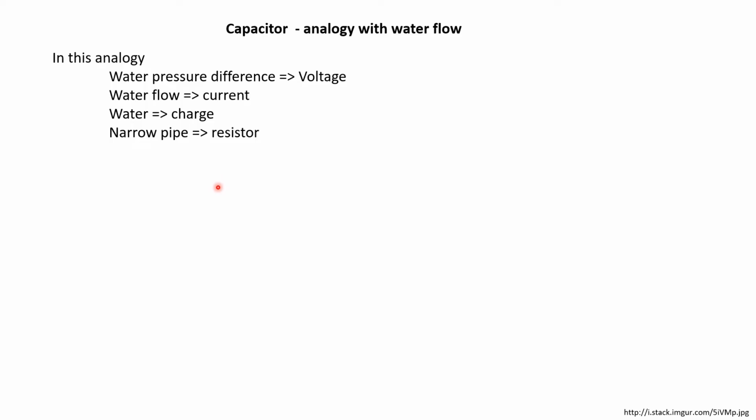Now let's think about what would be the equivalent of a capacitor in the case of this water flow analogy. Before I show you the answer, maybe you can pause your video and see if you can guess what the analogy would be. Okay, so now let me show you one example in which a capacitor can be made in the case of water flow.